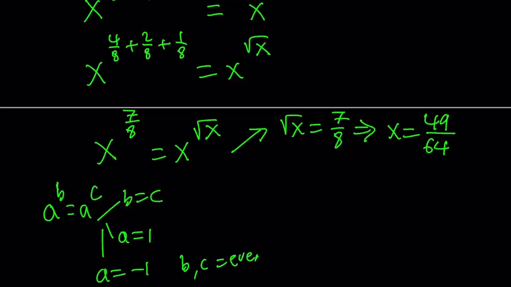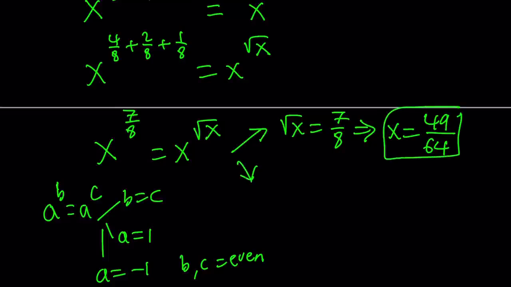Okay, so we're going to look at all these cases, right? We also need to consider the domain, which is positive real numbers, because of the square root of x, x needs to be greater than 0. Okay, and so far we're good in that sense. Now let's go ahead and take a look at the other options.